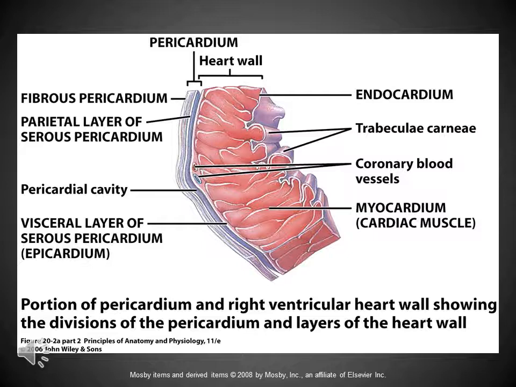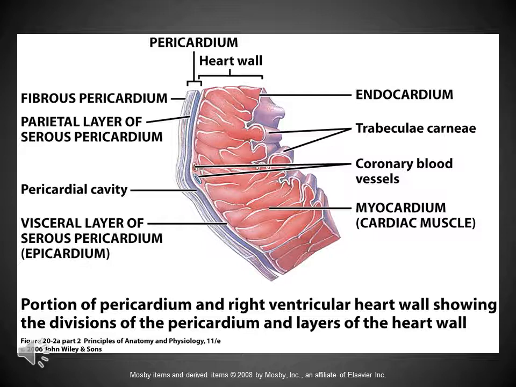Then inside from the pericardial cavity is the visceral layer of the serous pericardium, which is also known as the epicardium. From there we can then see the myocardium, which is the thick heart wall itself. Then inside that is the endocardium, which is then going to be contiguous with the great vessels.